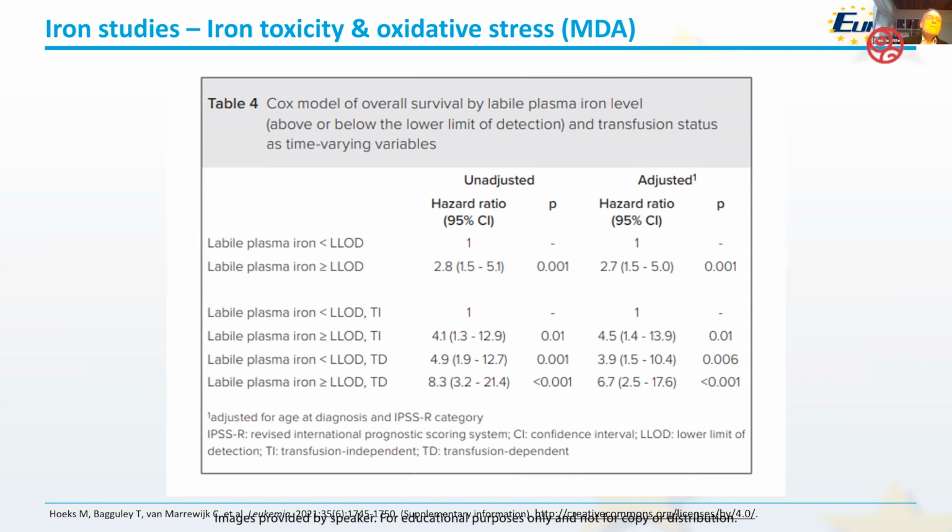The same applies for patients who are transfusion dependent without labile plasma iron, and the worst group, who are transfusion dependent and have these labile plasma iron molecules detectable in the blood. This information was published last year already, and we may consider putting this into our evaluation of patients and diagnosis.